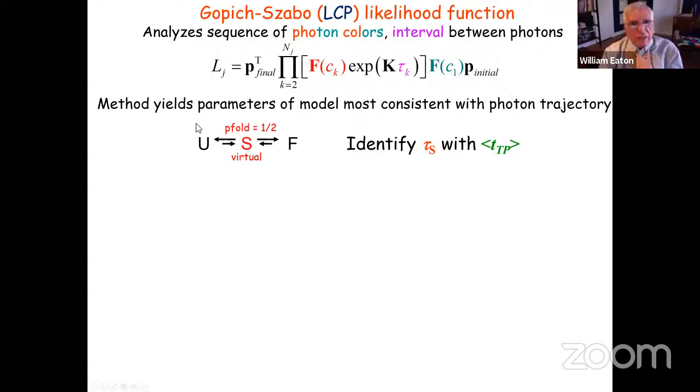Given a kinetic model, the method yields the parameters of the model that's most consistent with the photon trajectory. The kinetic model we made up is for a two-state system at equilibrium. In conventional kinetic measurements, you only see unfolded molecules and folded molecules. We introduced a virtual state, which we called S, which rapidly decays to the folded state or the unfolded state. So it had the Shakhnovich-Grosberg property of a P-fold of 1/2. That immediately identifies the lifetime of this virtual state with the average transition path time.